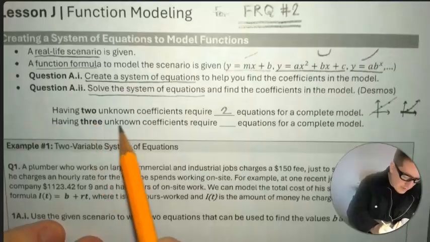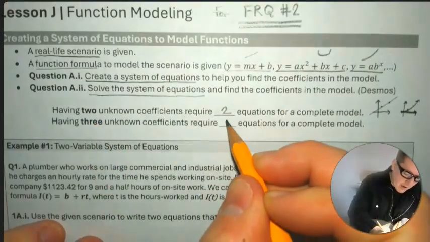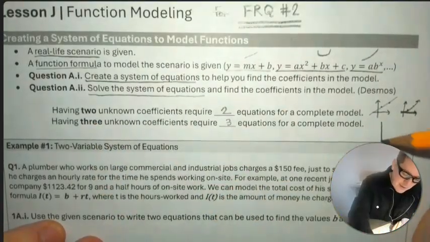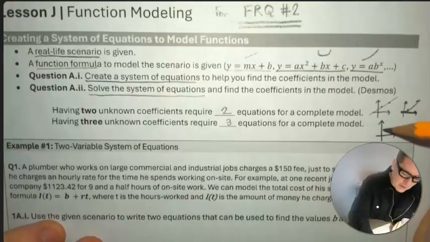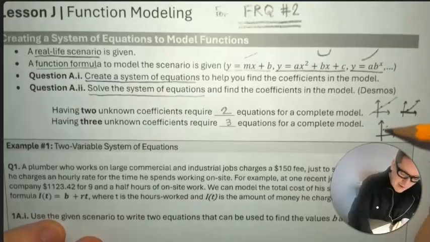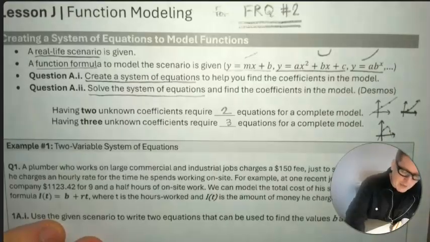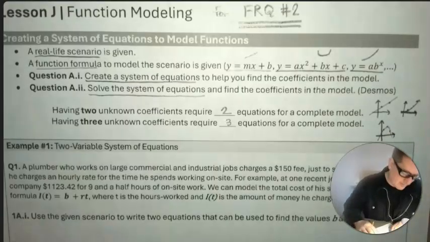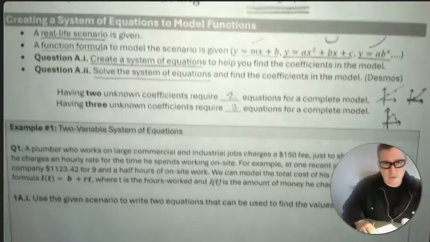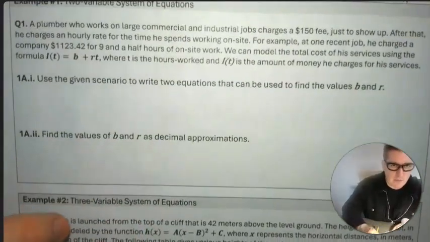That's what we're saying here. If there are 3 unknown coefficients, that requires 3 equations. That means to build the model, I need 3 points, something like that. Like if I have those 3 points and they tell me it's quadratic, I know my quadratic curve is going to go through those 3 points. Doing examples will clearly show what this is all about.